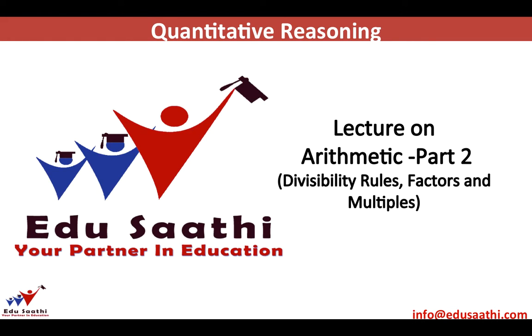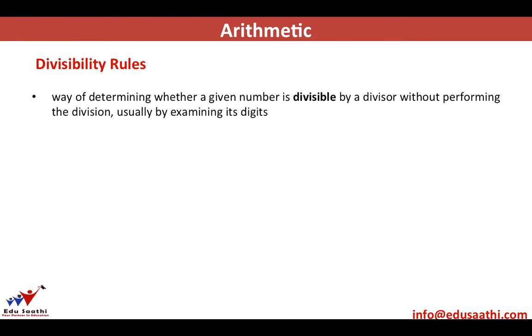Continuing the topic of quantitative reasoning, we'll be moving to the second part and we'll discuss divisibility rules, factors and multiples. Let's look at the concept of divisibility rules first. Divisibility rules help us in determining whether a given number is divisible by a divisor without actually performing the division. And we usually do it by examining the digits.